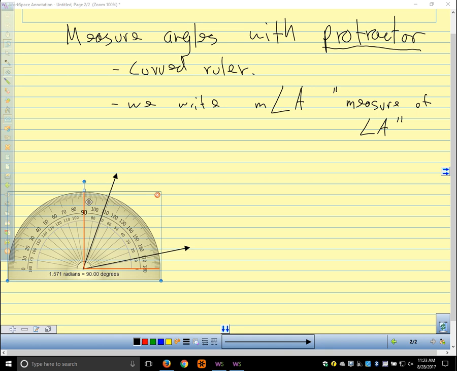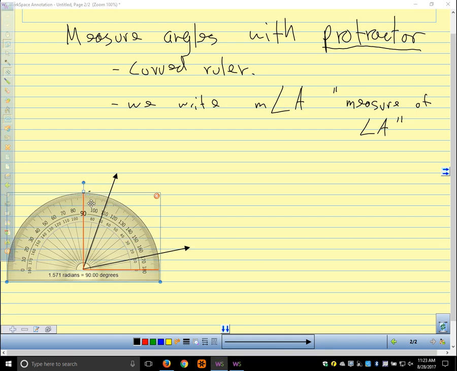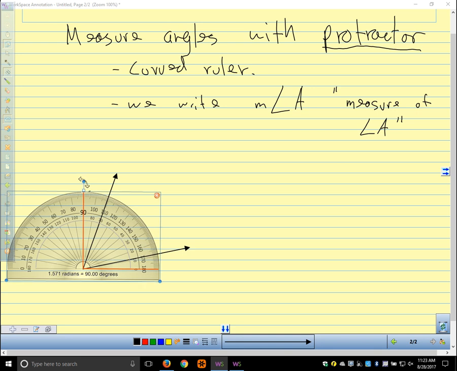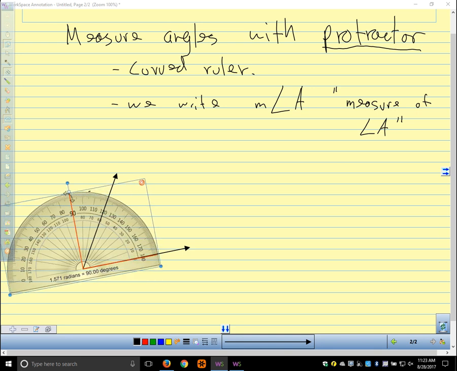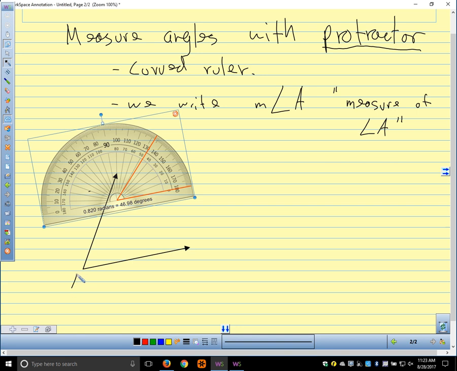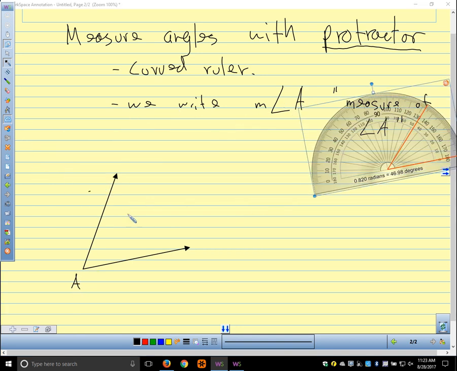And then you line up one side of the protractor with one of the rays on the angle. So I line up the line there on the protractor with that one ray, and I go over here to the scale. I'm looking at the inside scale because my angle is less than 90 degrees, and it looks like I drew a 60-degree angle. So if this is angle A, I would say the measure of angle A is 60 degrees.